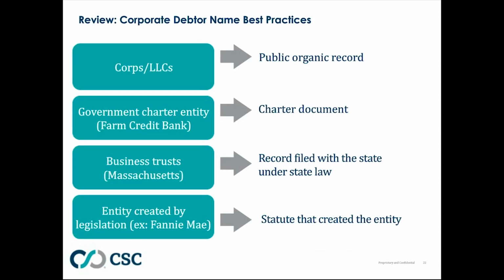So to review, corporate debtor name best practices. Here we have an illustration showing us the type of entities and also where you'd want to start. For corporations and LLCs, you want to obtain the public organic record. With a government charter entity like a farm credit bank, you want to obtain the charter documents. For business trusts, say in Massachusetts, you want to obtain the record filed with the state under the state law. And then lastly, for an entity created by legislation like Fannie Mae, you want to find the statute that created the entity.